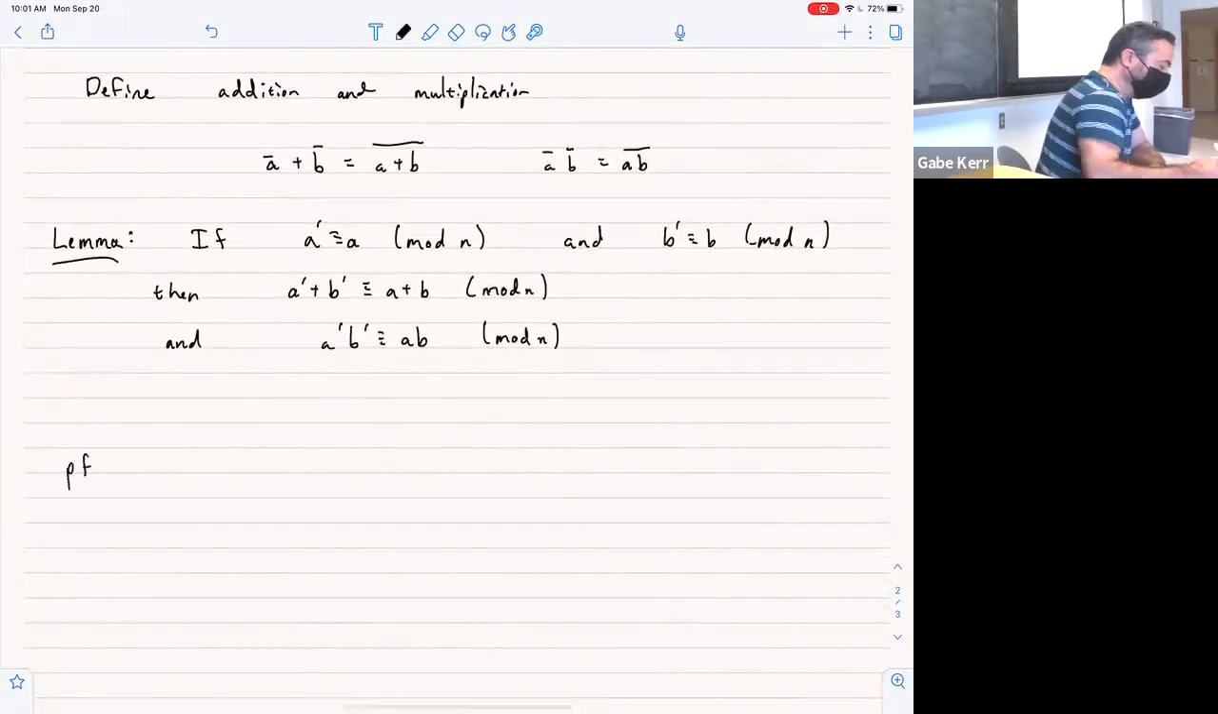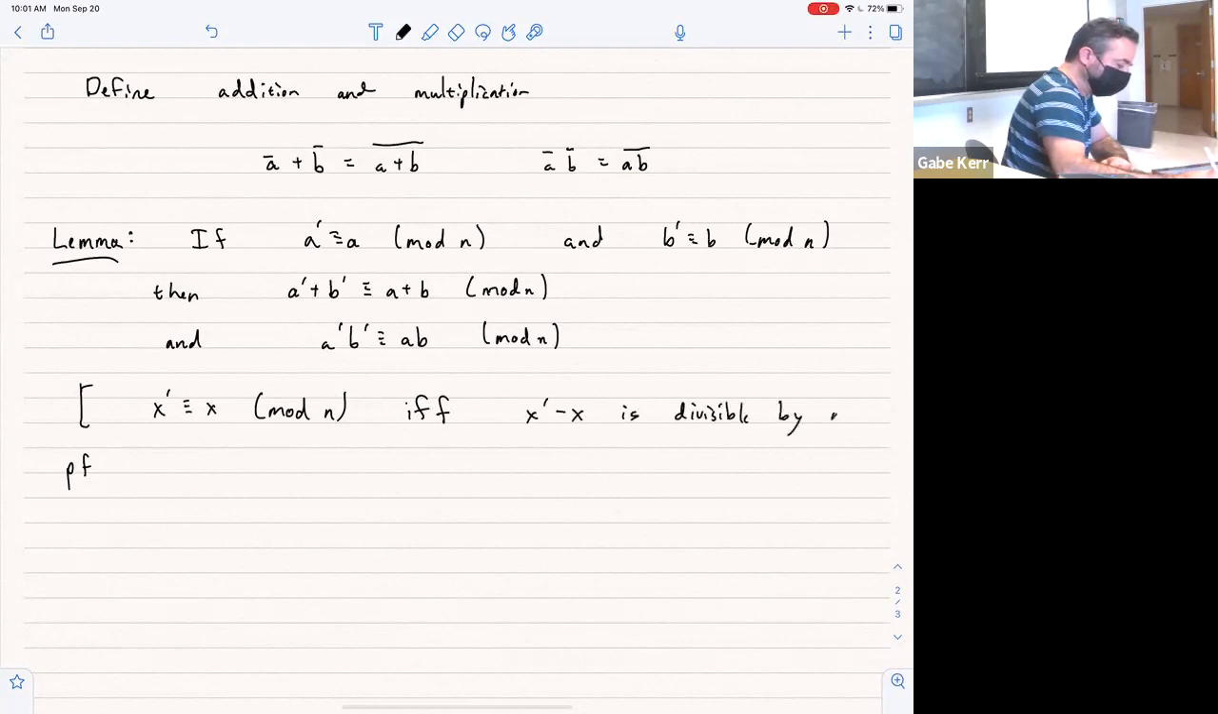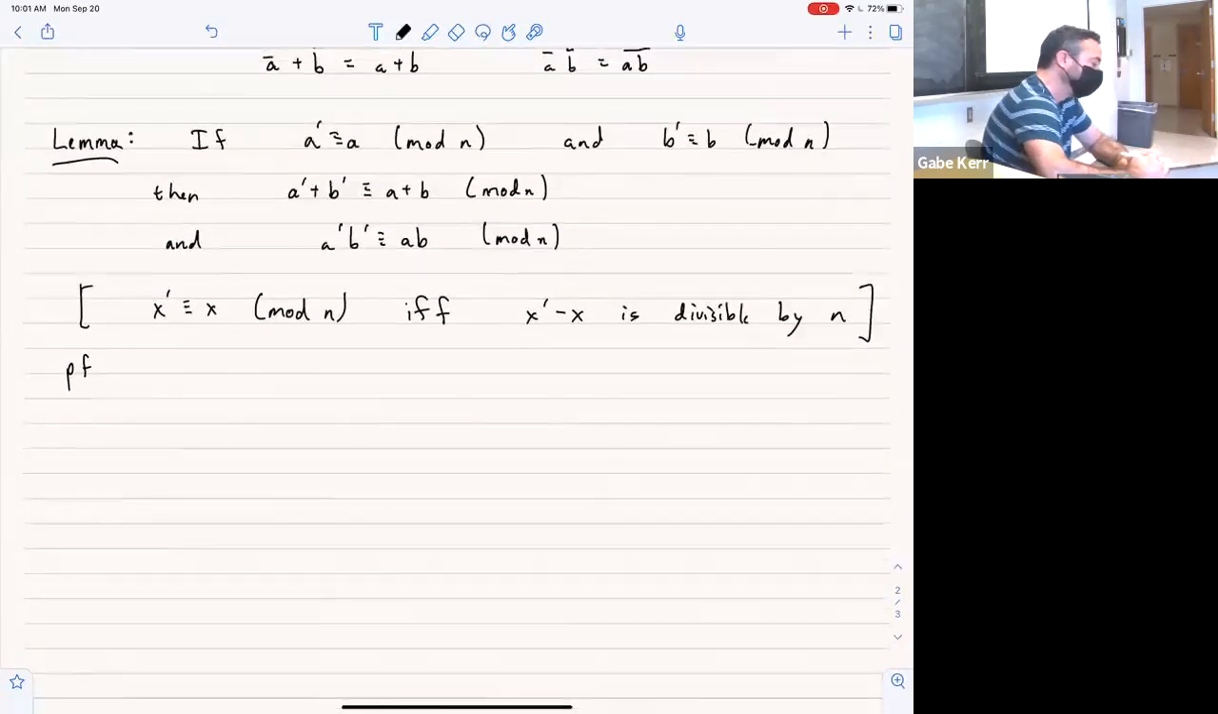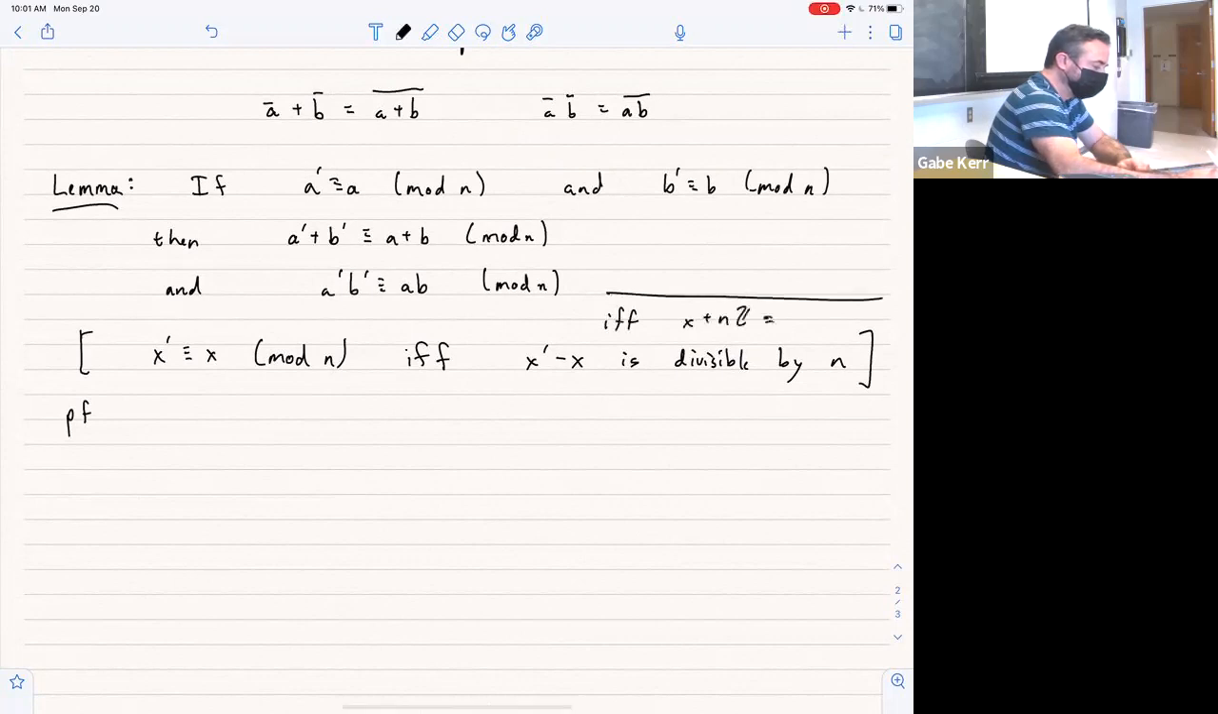So first, before I prove it, let me just say what this means, because I'm not sure I defined the notation last time. So we say that A prime is congruent to A, or maybe I'll just write X because I'm going to use A or B here, mod N, if and only if, when I take their difference, this is divisible by N. So that's just the definition, and it's equivalent to the notion that they give you the same. This is also if and only if X plus NZ is equal to X prime plus NZ. So they're the same left coset.